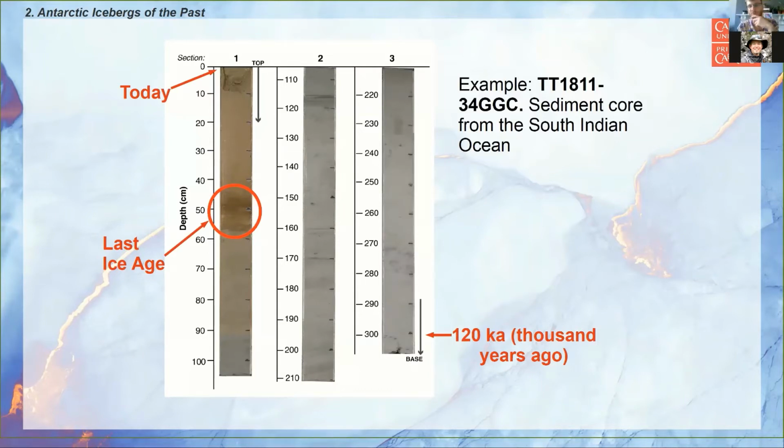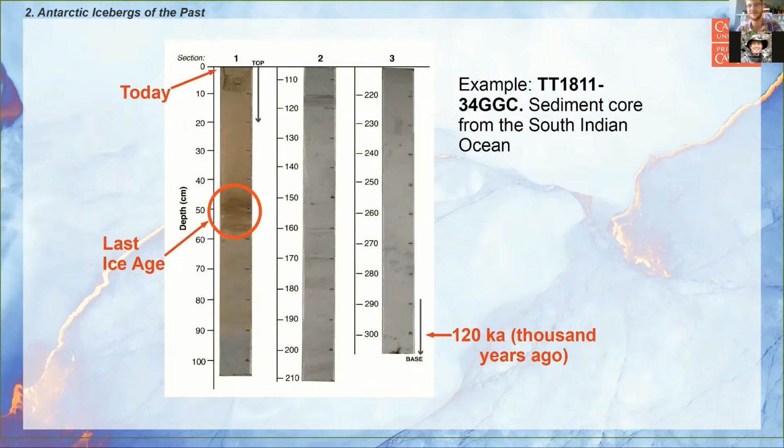So in this example from the Indian Ocean, we found the top of the core was roughly modern. So this is sediment that has been deposited over the last few thousand years. This brown layer, about 50 centimeters down, we identify as the last ice age, so about 20,000 years ago. And then at the base of the core, we reach about 120,000 years. So this is the principle of sediment cores. It means in each of these layers, we have an archive where we can reconstruct what the conditions were like when that mud was deposited.